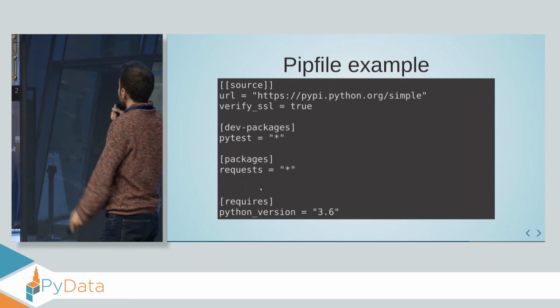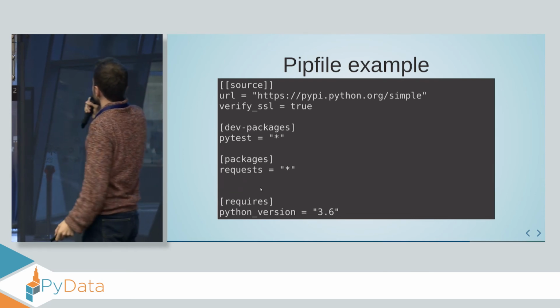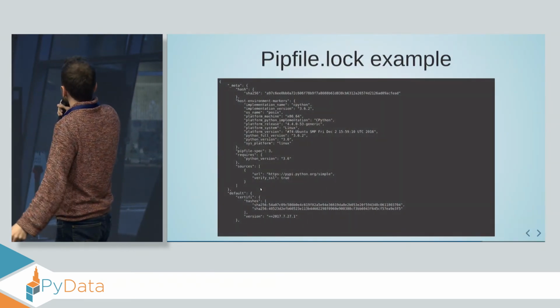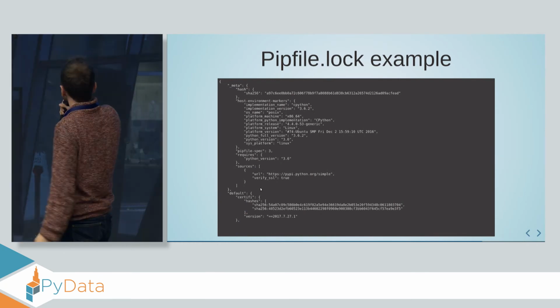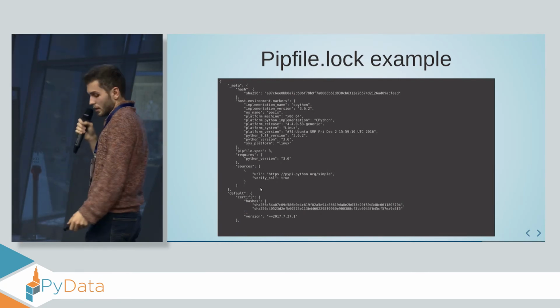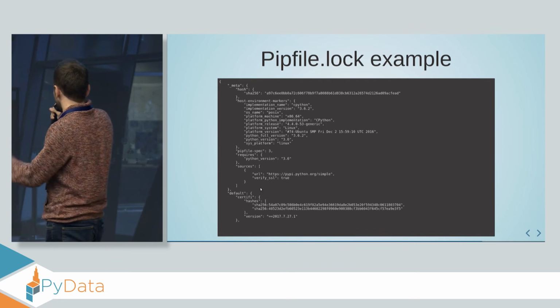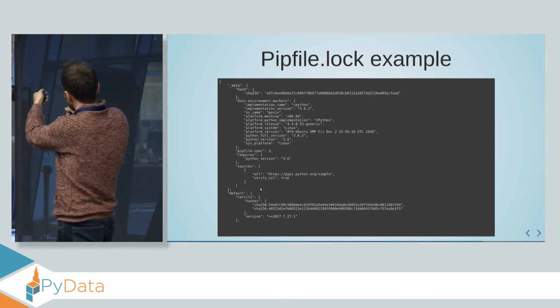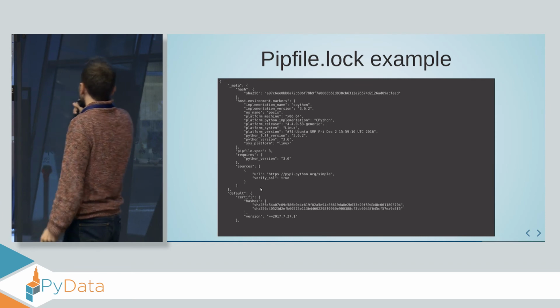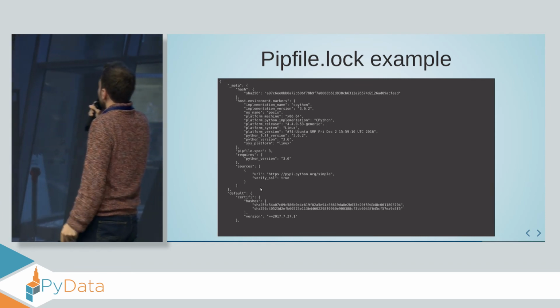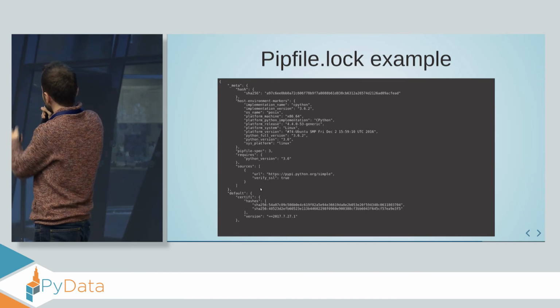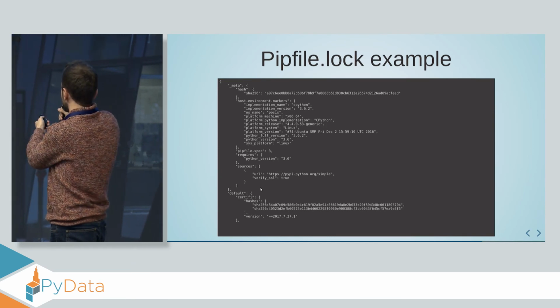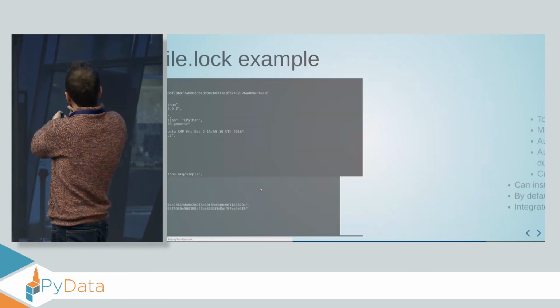We also have the Python version and the source for the packages. And I just wanted to show the Pipfile.lock. It's not the whole file because it's much bigger, but as you can see, at the end of the slide, there is one of the packages. We have the pinned version, we have the hashes.